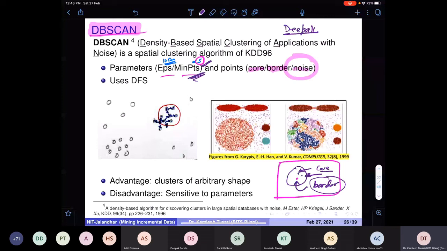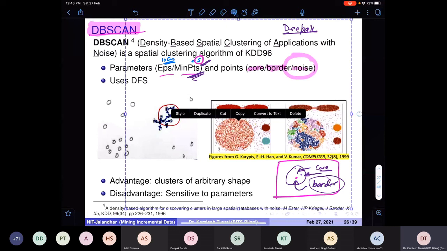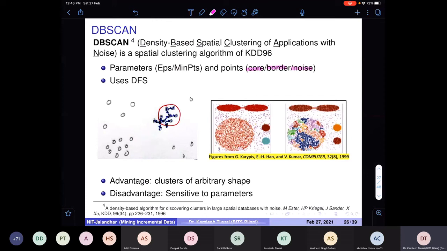All right, so what I was telling you first is that all the data points which we have are divided into three categories: core point, border point, and noise point. For the noise points, I'm not going to provide any kind of clustering. So I'm going to do the clustering for only core and border points.